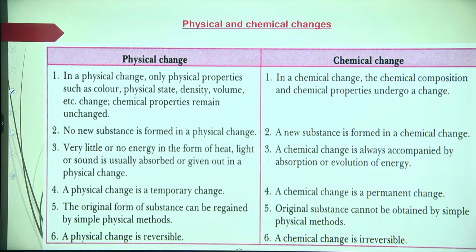Then in the fifth point, in a physical change, the original form of the substance can be regained. Regained means what? We can get it back. But in a chemical change, the substance cannot be obtained easily. Very good. Last and final point.